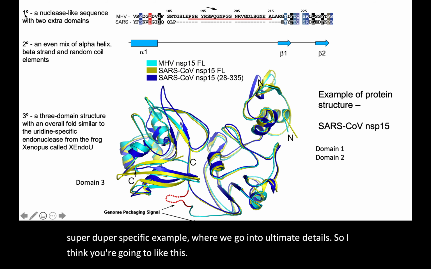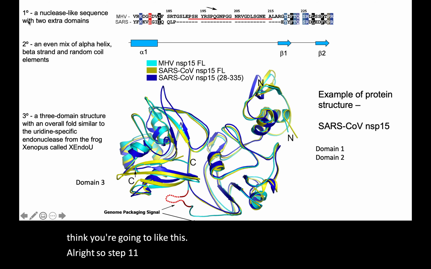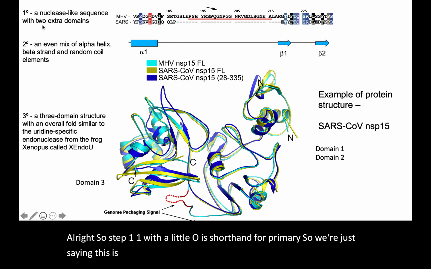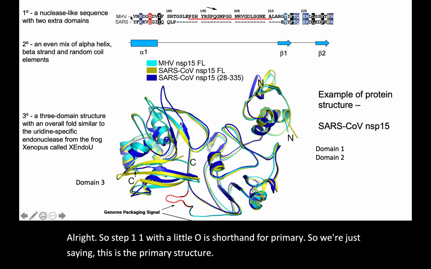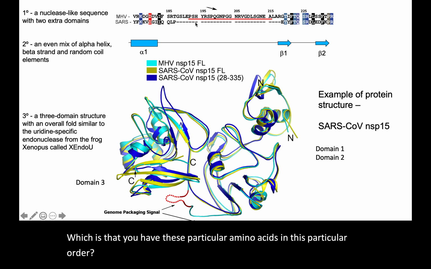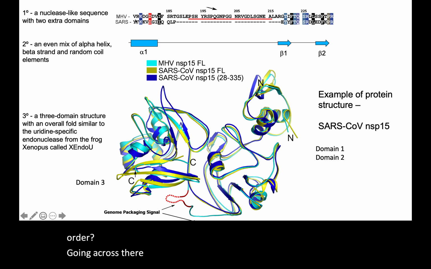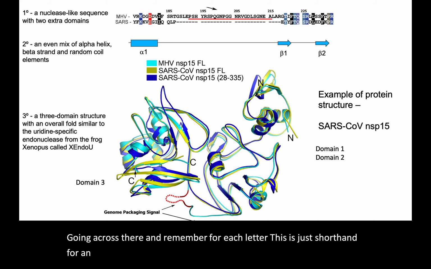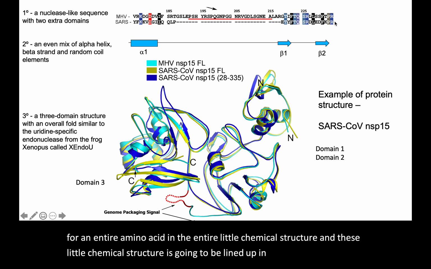All right, so step one. 1 with a little 0 is shorthand for primary. So we're just saying this is the primary structure, which is that you have these particular amino acids in this particular order going across there. And remember, for each letter, this is just shorthand for an entire amino acid, an entire little chemical structure. And these little chemical structures are going to be lined up in this particular way to spell out a protein.